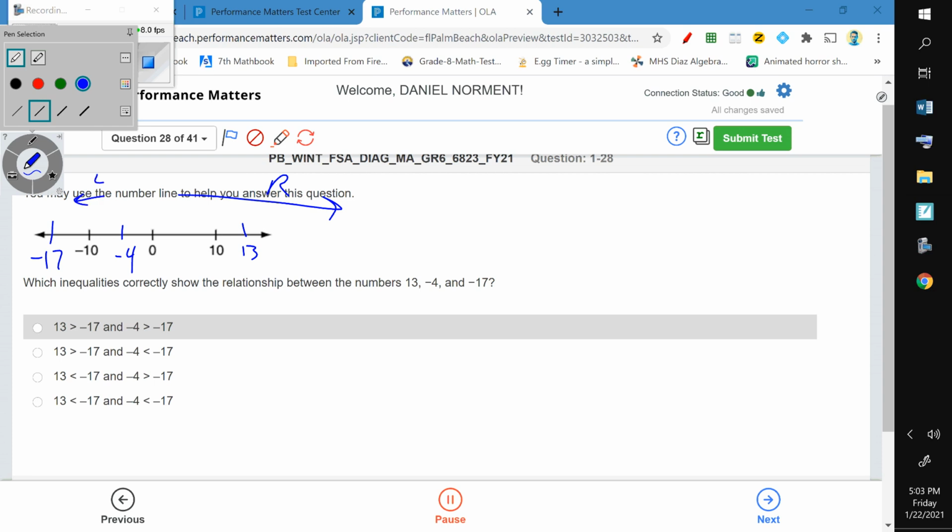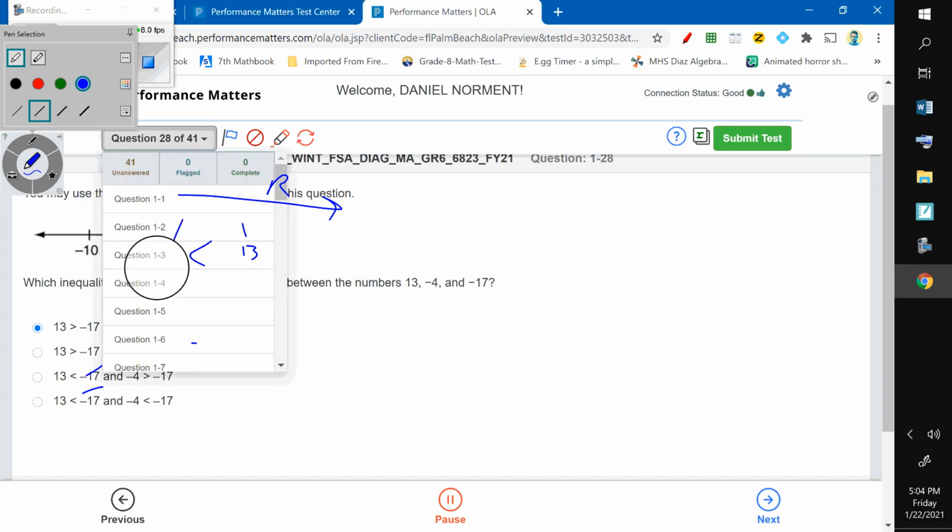So 13 is greater than -4, -4 is greater than -17. So where do I see that? 13 is greater than -17, that is correct. -4 is greater than -17, that's correct as well. I guess that's the answer. And then you look at the other ones, yeah, that's wrong, and that's wrong. So, that's also wrong. So, yeah, that's the answer, A. Pew!